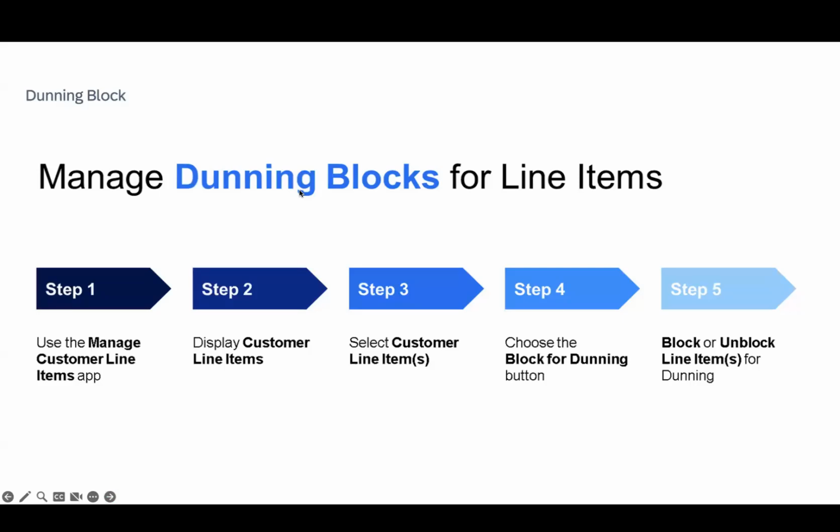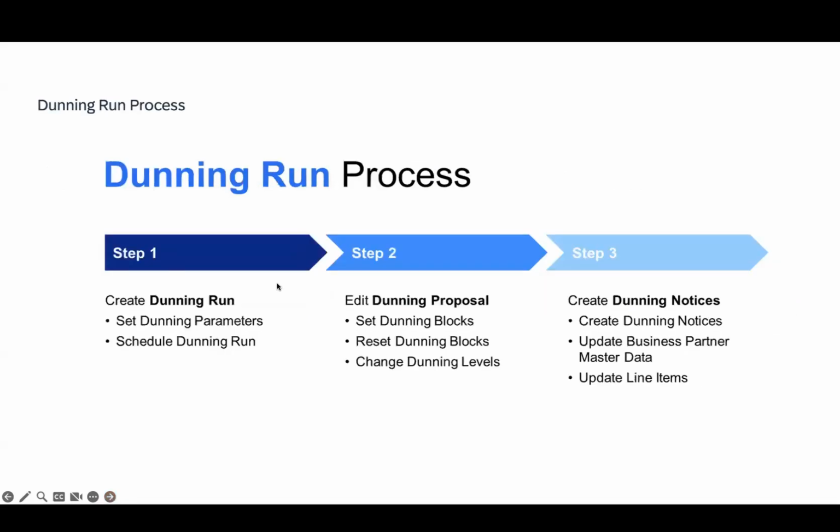Good. So dunning blocks, what you might do is put a block on certain line items. They can be blocked for dunning. Okay, so if you wanted to exclude specific items from the letter that you're sending out, you can do that. And the overall dunning process is based on doing a dunning run. So you set your dunning parameters, schedule your dunning run, usually at month end. Then you get dunning proposals from that. You can look through those. You can block certain things from them. You can reset blocks that are existing, change your dunning levels, and then you actually create your dunning notices. They'll go through the proposals, whatever changes you put on the proposal, and create the letters that it will send out.